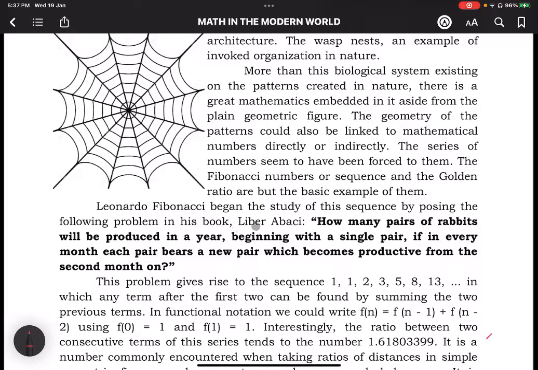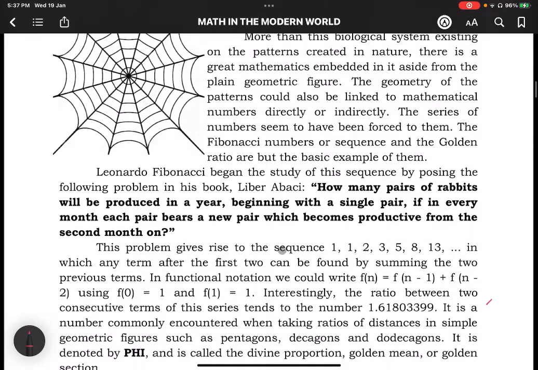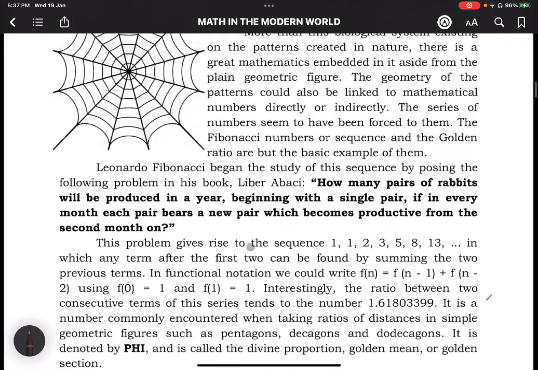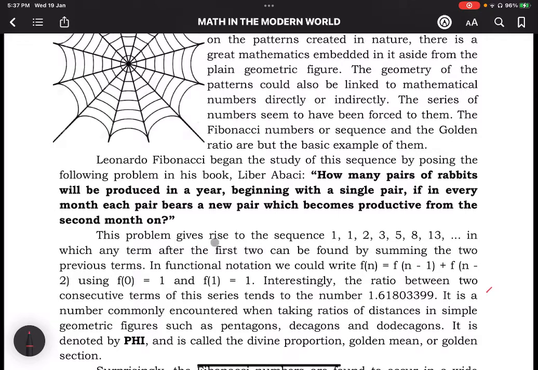Sa libro niya na ang pangalan or ang title ay Liber Abaci, how many pairs daw of rabbits will be produced in a year, beginning with a single pair, if in every month, each pair bears a new pair which becomes productive from the second month on. So, kapag sinolve mo raw to, makita mo yung pattern na 1, 1, 2, 3, 5, 8, 13, no?